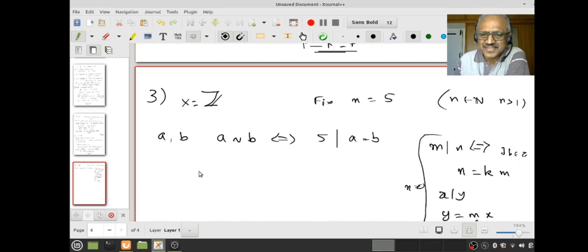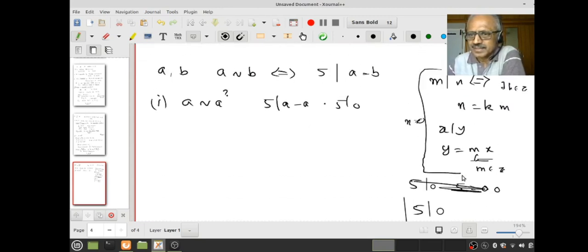Okay, come back. First, is it reflexive? Is a related to a? It is the same as asking whether 5 divides a minus a, that is, whether 5 divides 0. Just now I saw that, right? Therefore, this is true. It is reflexive.